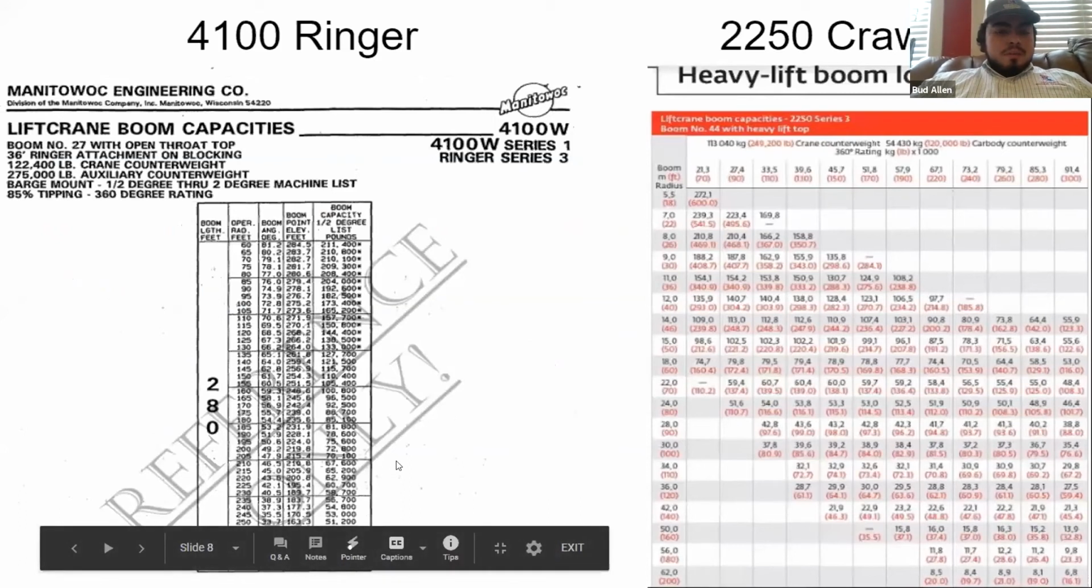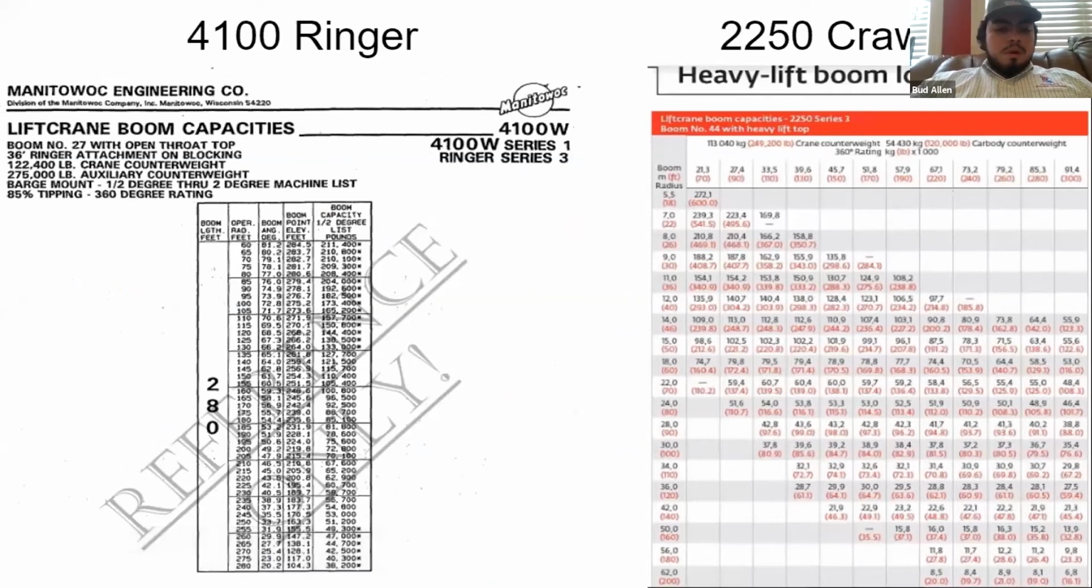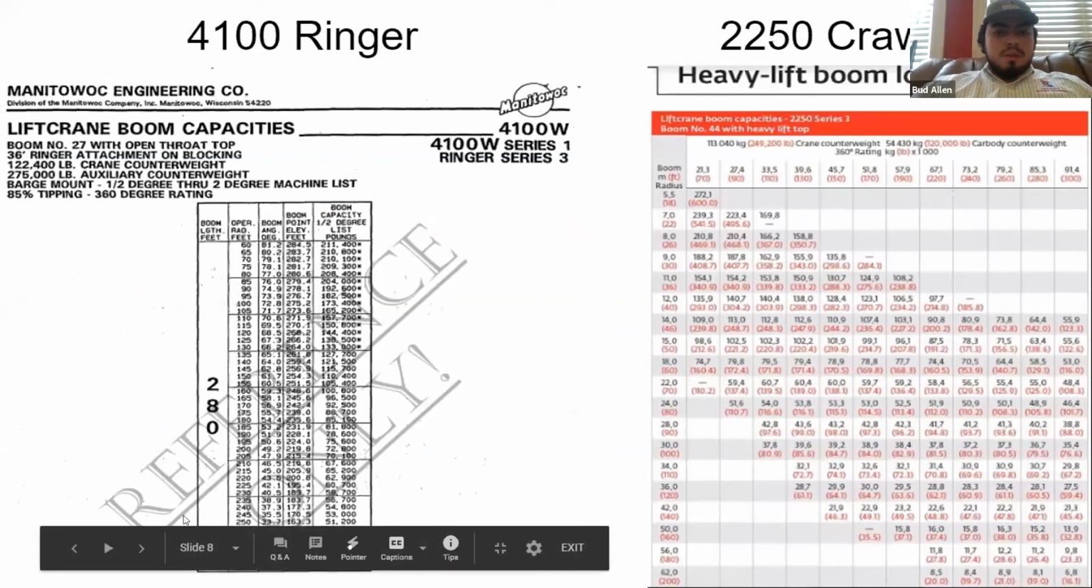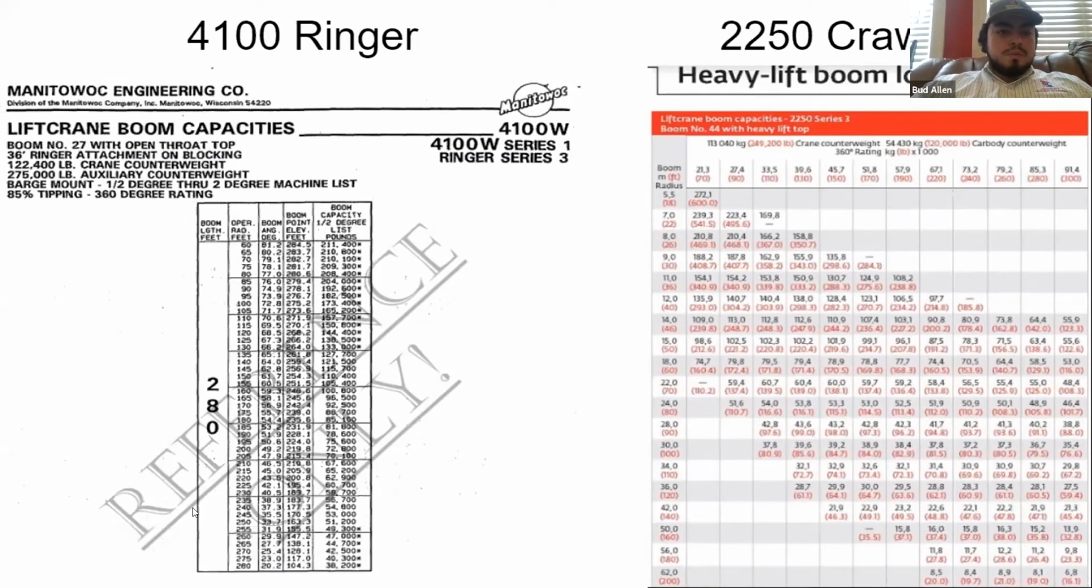The 2 main cranes we're going to use on this job are going to be a 4100 ringer and a 2250 crawler. Both of them give us enough reach and capacity to achieve the tasks set before us. The 4100 for pile driving and the 2250 for setting our girders.